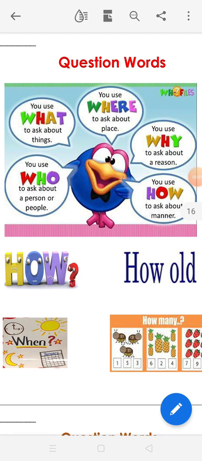Hello, my friends. Last session we talked about the question words who, what, where, and when. Do you remember what we used them for? Okay, let's revise together.